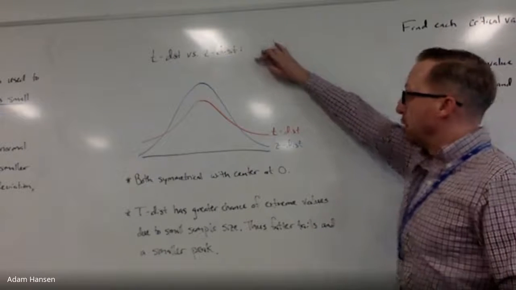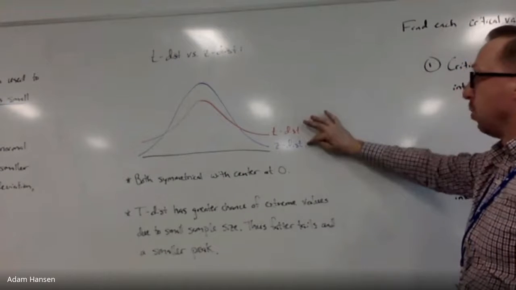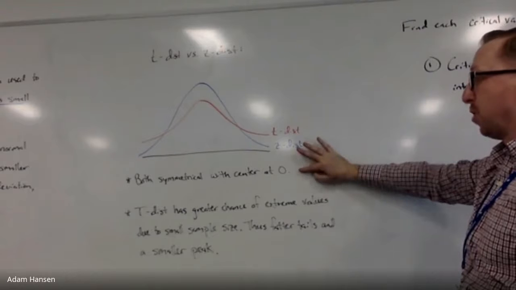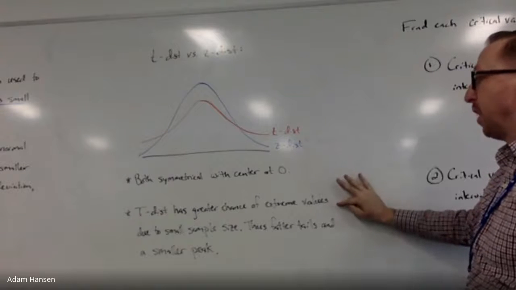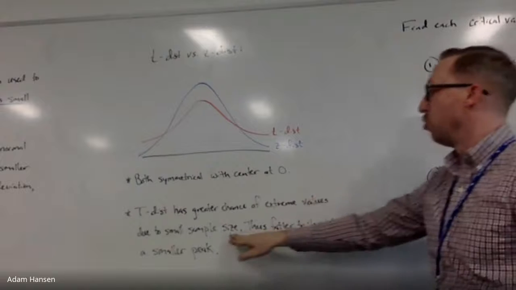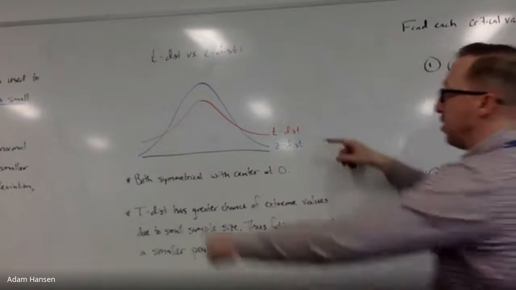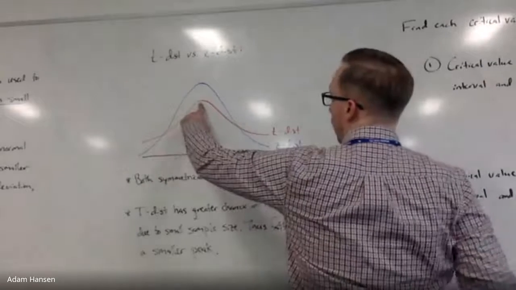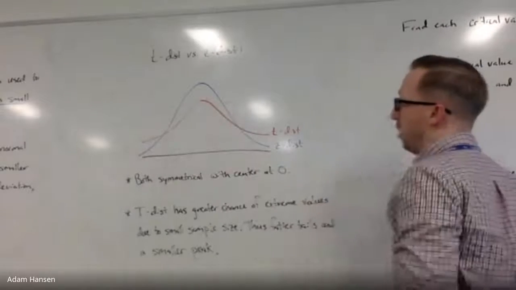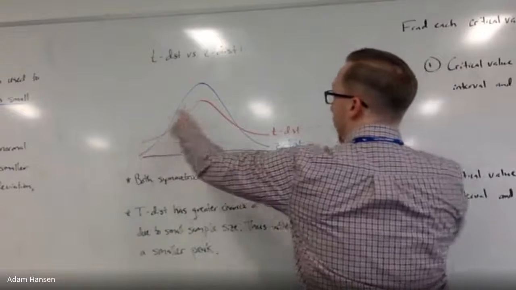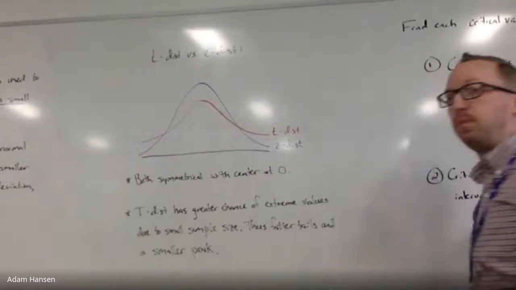T-distribution versus z-distribution. You can see the red t-distribution and the blue z-distribution. Both are symmetrical with a center of 0. However, the t-distribution has a greater chance of extreme values due to larger variability, due to smaller sample sizes. Thus, we have fatter tails on the left and the right, with less of a peak in the middle. If more lives on either side on the left and the right, there's less to make the peak in the middle.